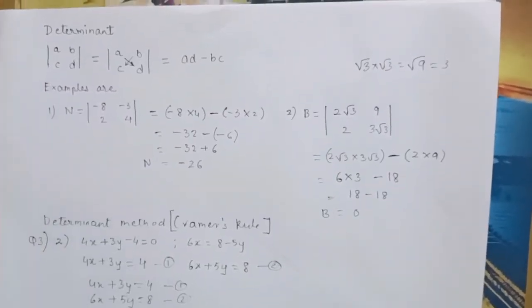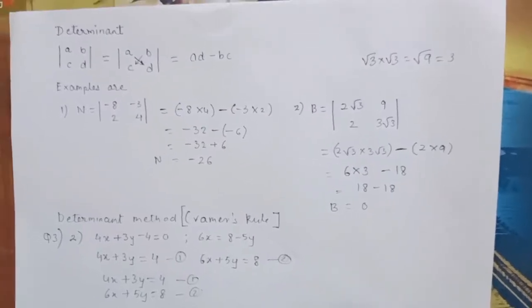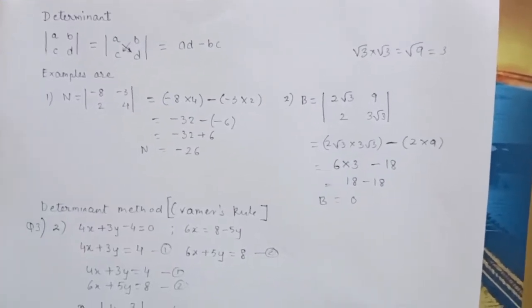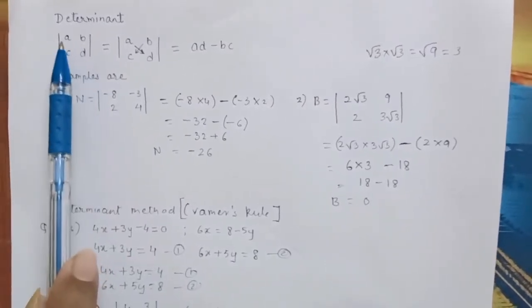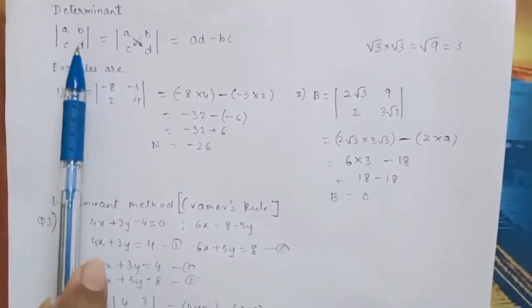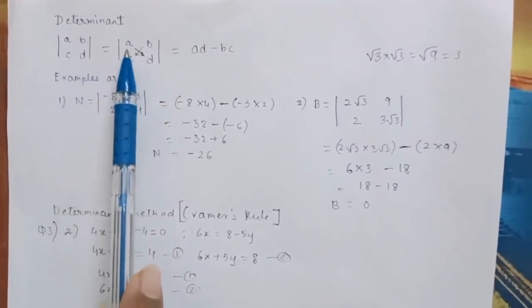So today we are going to find the determinant. So first of all, what is a determinant? The expression of this form, the determinant of A, C, B, D, is called a determinant. So how to find the value of a determinant?